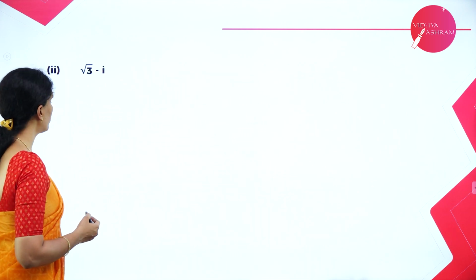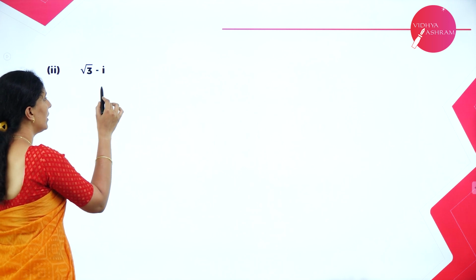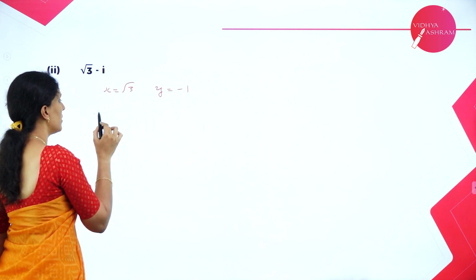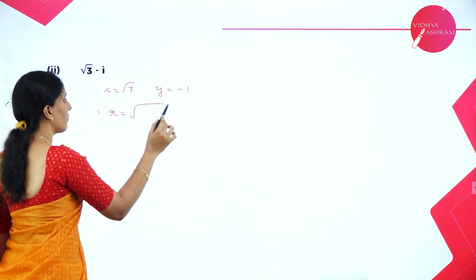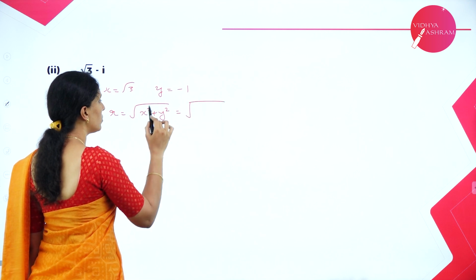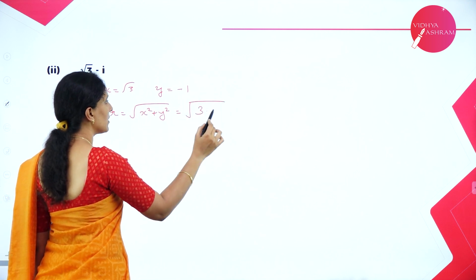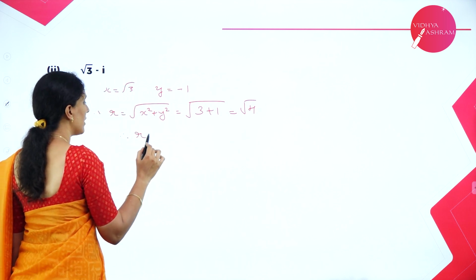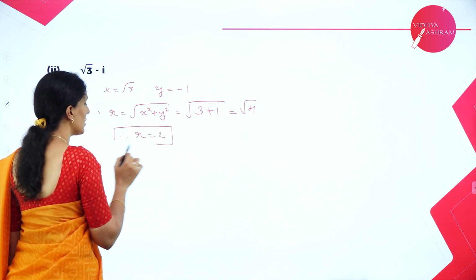Next we have root 3 minus i. So here x is equal to root 3, y is equal to minus 1. Therefore r is equal to the square root of x square plus y square, which is root 3 whole square, 3, plus minus 1 whole square, 1. So we will get root 4. Therefore r is equal to 2. That is, the modulus is 2.